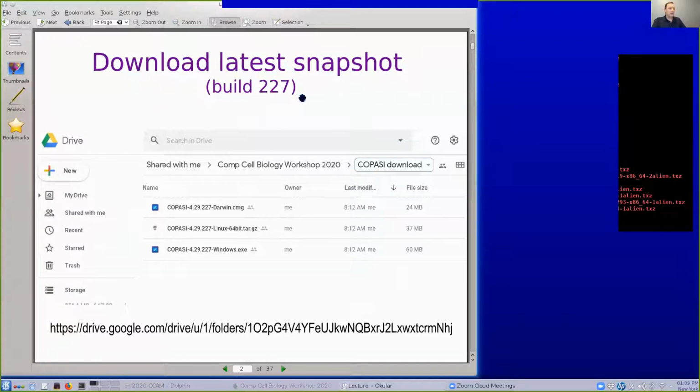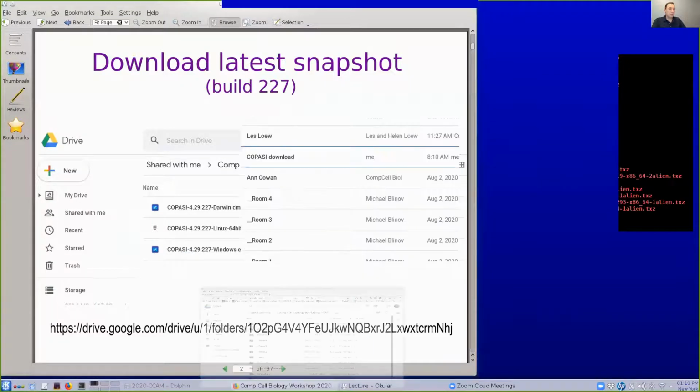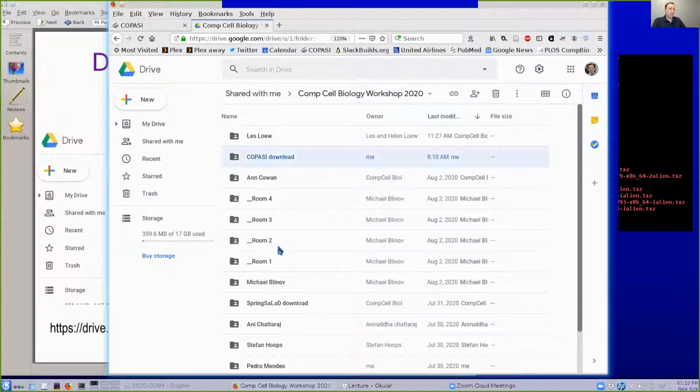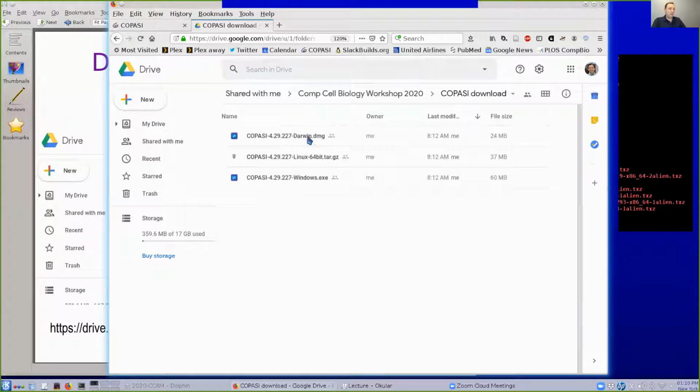Before that, as I mentioned earlier on, if you didn't hear it, there is a latest version of COPASI, a snapshot as we call it. It's still not a fully released version. It will gain a few more features and a few more bug corrections, and it will be done. But if you want to install it, it's on the shared drive, which I can show you here. There's a folder called COPASI download, and there are three versions.